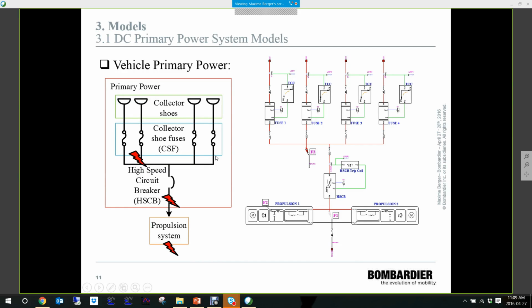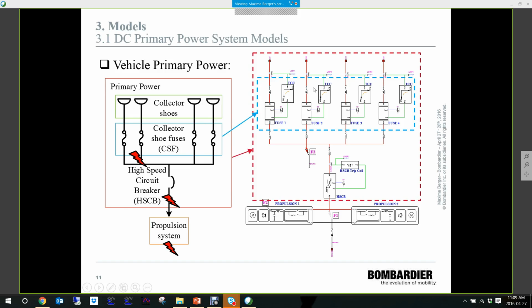Inside the vehicle, we have the models of the primary power equipment. So that's what we see here. First, we have the collector shoe fuses that are modeled in 2 blocks: the detection block, which is here, used to implement the fuse AC RMS time current curve, and the opening block, which is used to approximate the behavior of the fuse during its arcing time. The detection block takes the current flowing through the fuse and sends a signal to the arcing block once the melting energy of the fuse is reached according to its time current curve.